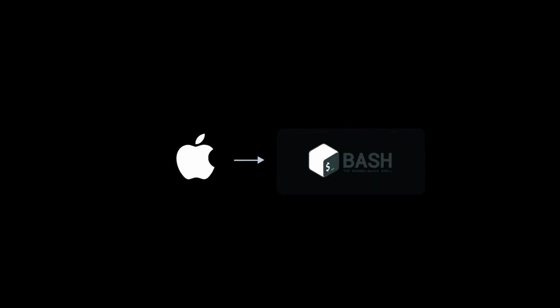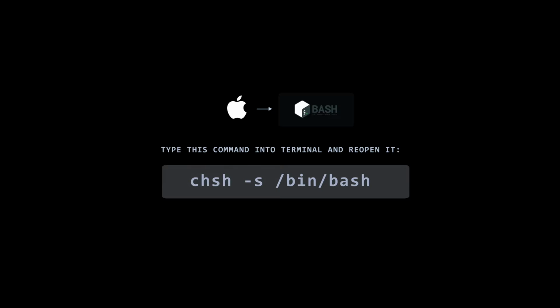Since this tutorial is meant to work across all three platforms, we need to switch Mac over to Bash. To do that, all we need to do is type this command into our macOS terminal. Since Mac by default uses ZSH, a different shell, we'll have to switch it over to Bash with this command. Once it's switched over, you're all good to go.